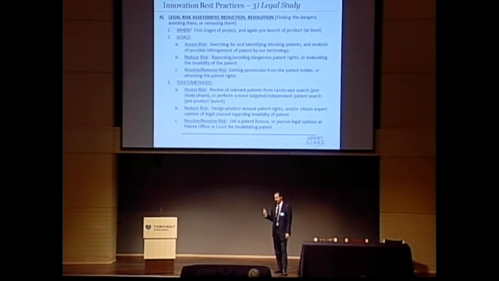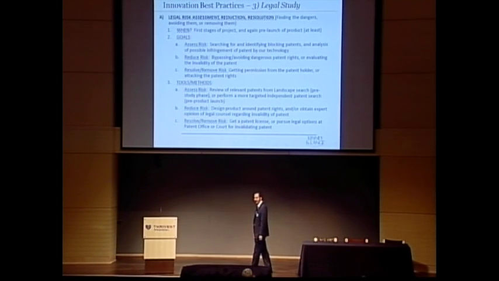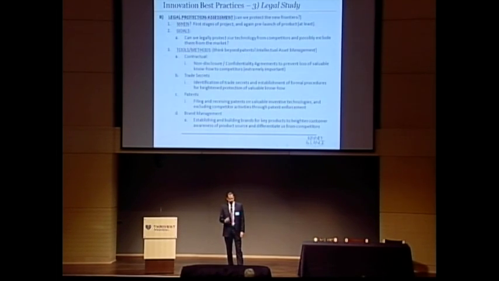Assessing is searching for those blocking patents, analyzing potential infringement. Reducing is figuring out how we bypass those patents or evaluate the invalidity of those patents. Resolving is maybe getting permission or a license from the patent holder. Maybe you attack the patent rights themselves. The tools are what I just showed you, the landscape search, or performing more targeted searches on a particular product to see if any patents line up with that. So those were discussed previously.